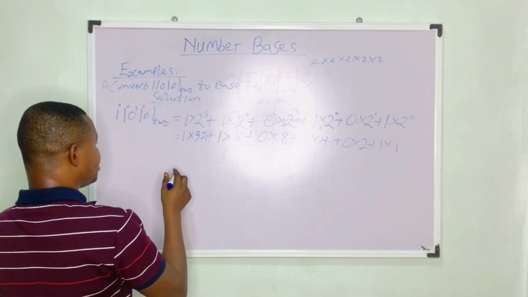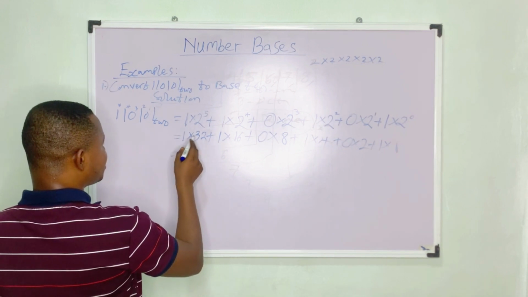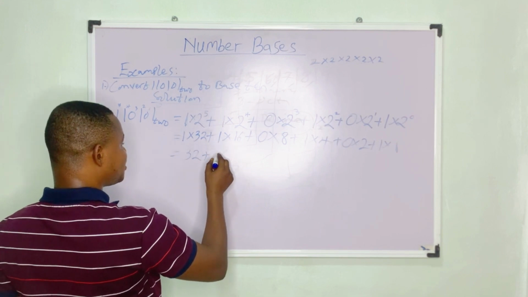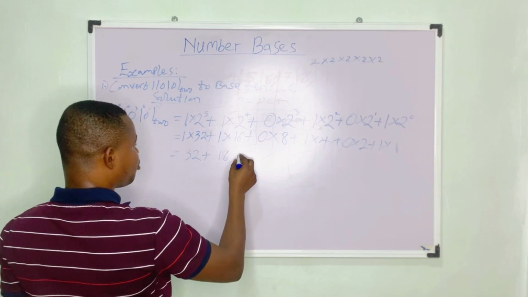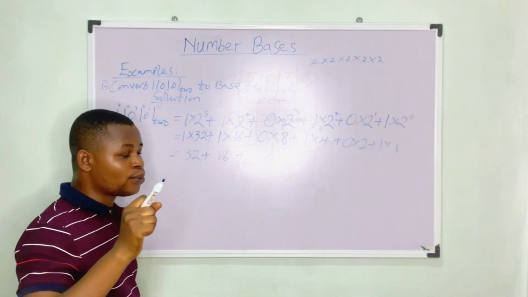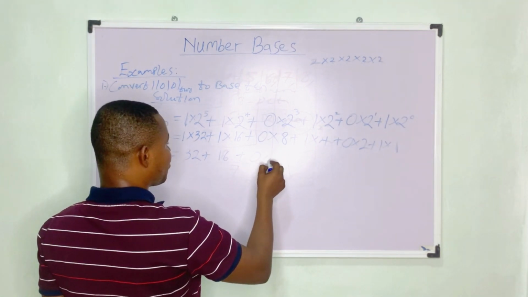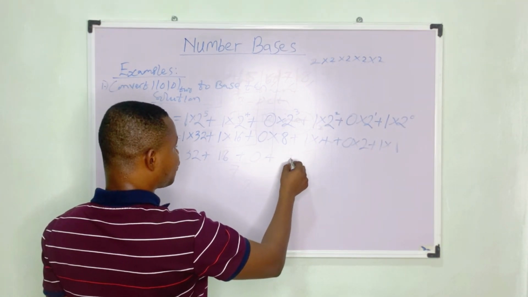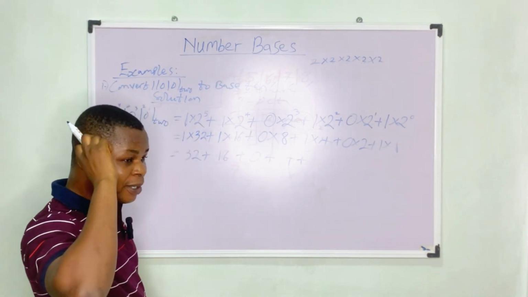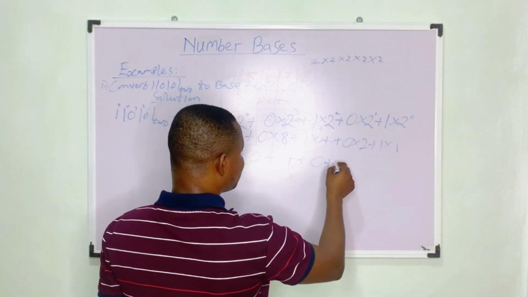Now let's continue with the mathematics. 1 times 32 will give us 32. Plus 1 times 16 will give us 16. Plus 0 times 8. Any number multiplied by 0, or 0 multiplied by any number will give us 0. Plus 1 times 4 will give us 4. Plus 0 times 2. Don't forget, any number multiplied by 0 will give us 0. 1 times 1 will give us 1.